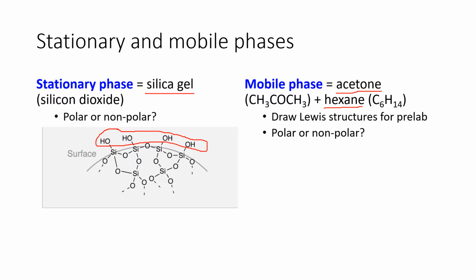Actually, hexane is just a long alkyl chain. That's just carbon and hydrogen atoms, which means it's very nonpolar. Although acetone is slightly polar, overall the solvent mixture is much less polar than the silica gel.